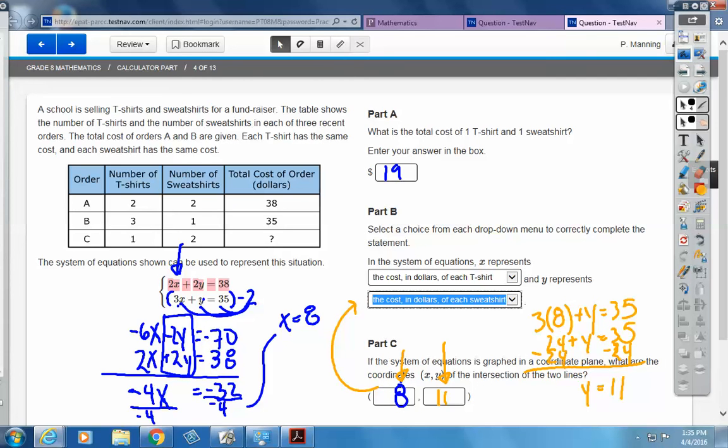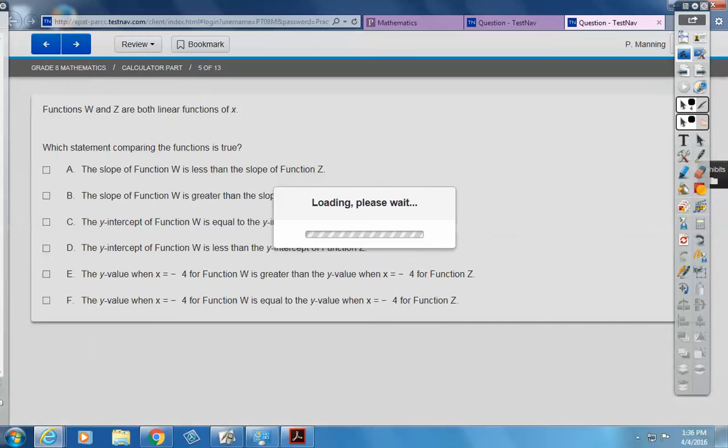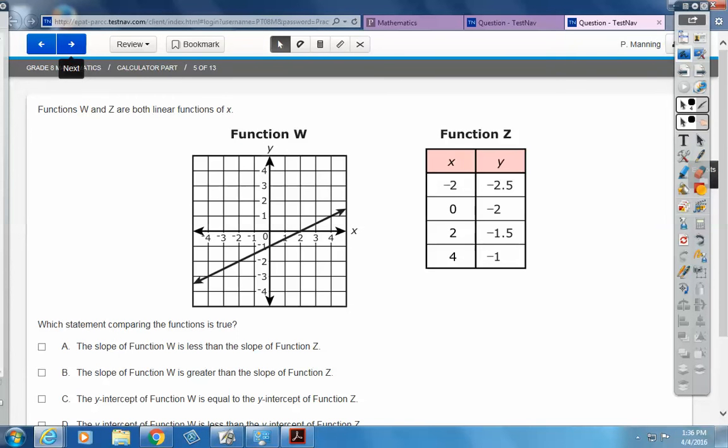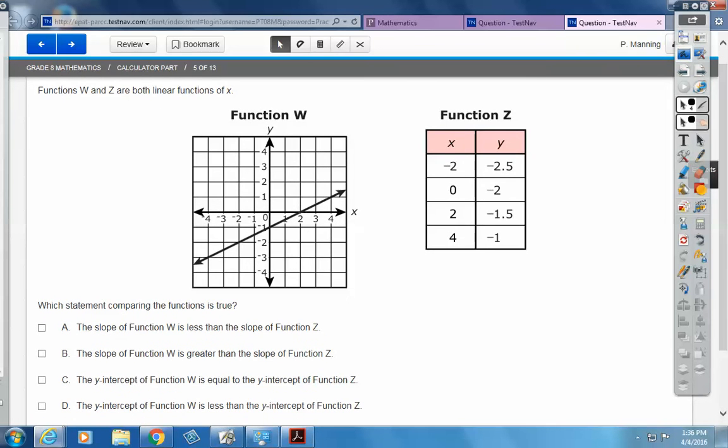All right. Number 5. Functions w and z are both linear functions of x. Which statement comparing the functions is true? Well, I see the first thing talks about slope. So let's determine the slope.